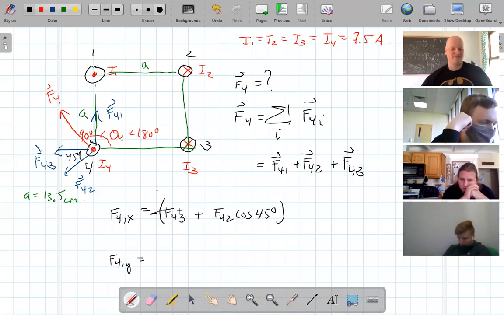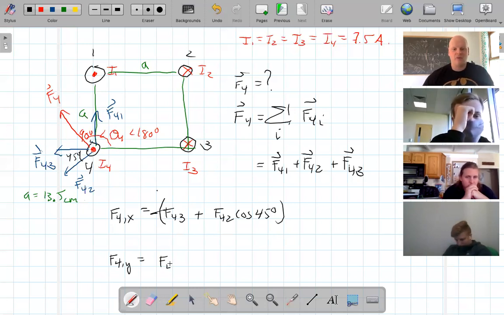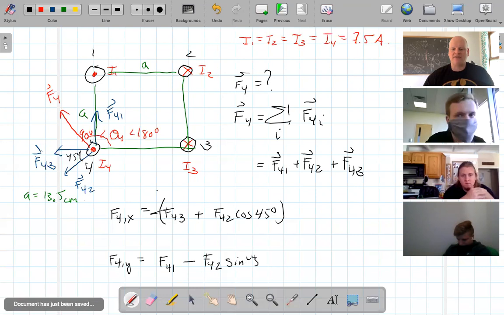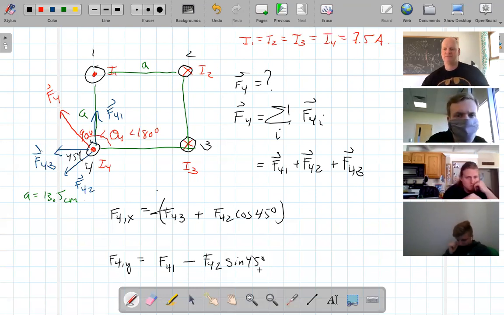They're both negative. In the y direction, we now have what? All of F41, right? So F41 then is going to be all in the positive y direction. And then here we have, this is pointing down in the negative y direction. So we get a minus F42 times sine of 45 degrees, right? Because we want only the vertical component of that. Everybody's okay? So let's write down each one of these.